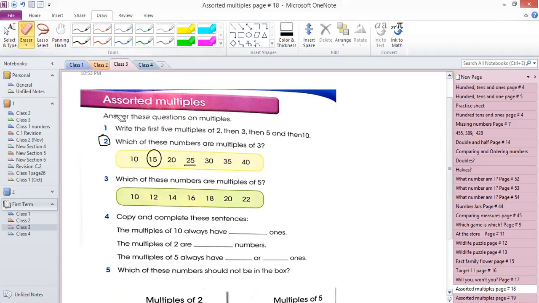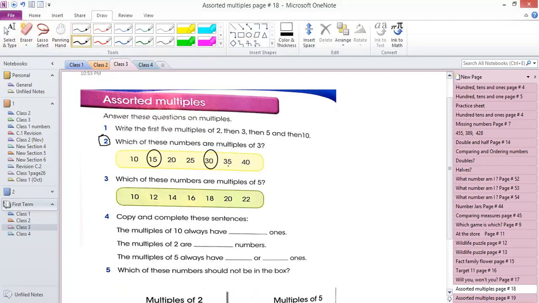Okay. Now let's talk about 30. Guys, check. Tell me, is 30 a multiple of 3? Yes. Absolutely right, guys. 30 is a multiple of 3, because you know, 3 multiplied by 10 is equal to 30. So 30 comes in the table of 3. 30 is a multiple of 3.